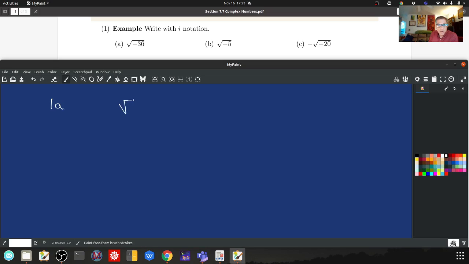So the square root of minus 36. Well, minus 36 is less than 0. So by our theorem, that's i times the square root of 36, which is equal to i times 6, and we normally write that as 6 times i.